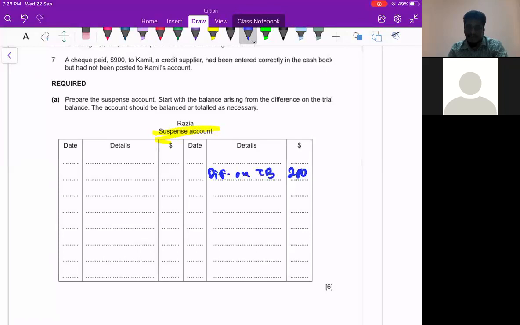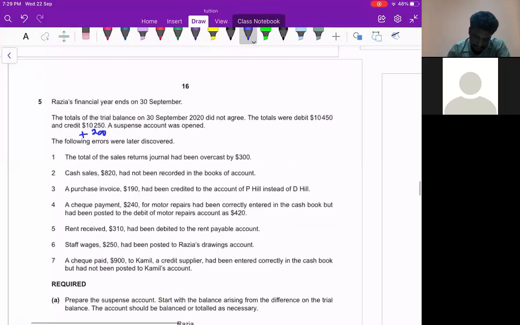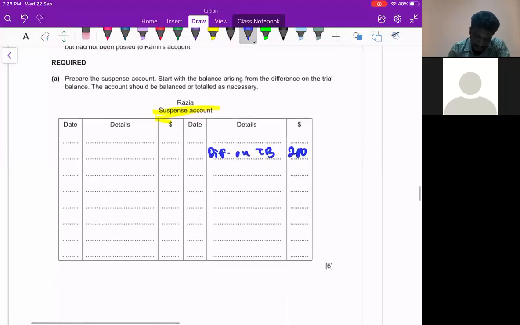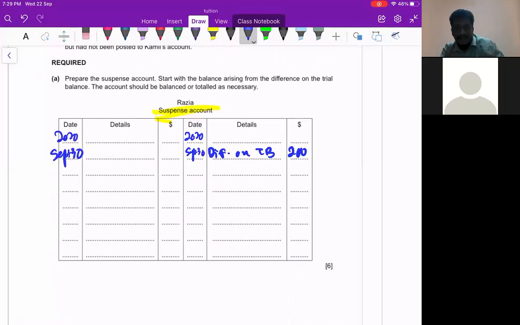Exam right, follow. Difference on trial balance. What is the date? 30th September. So 2020, September 30. Here also 2020, September 30.